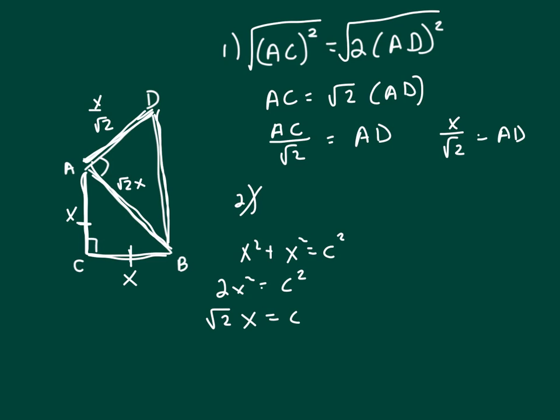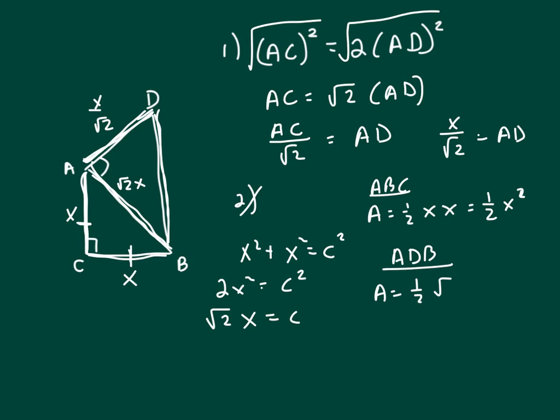Now let's look at the area of triangle ABC. Area equals 1/2 base, and the base is x, and the height is x. So that area is 1/2 x squared. And now let's look at the area of ADB. So that area would be 1/2, what's the base? Square root of 2 times x times the height, which is x over square root 2. These square root 2's cancel. I'm left with area equals 1/2 x squared. So the two are equal.